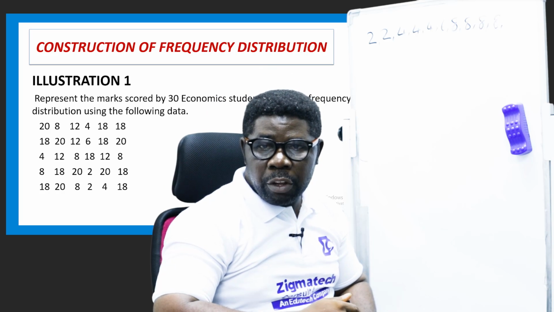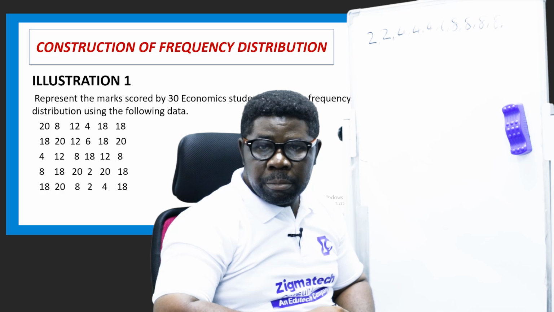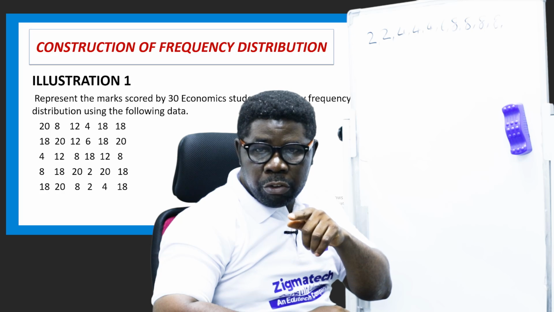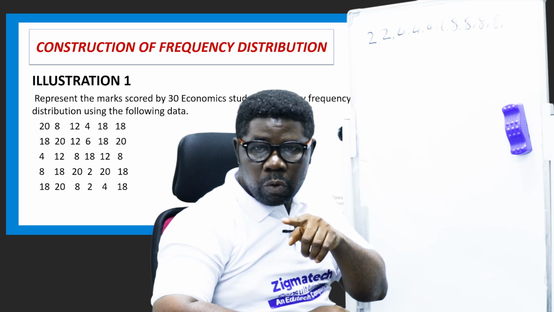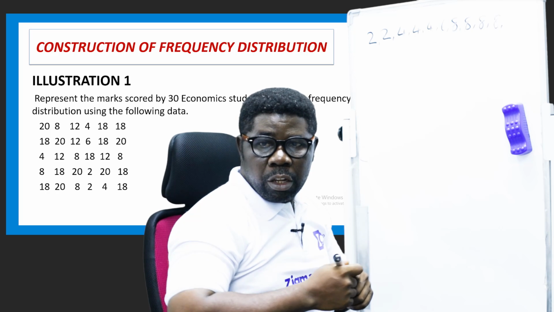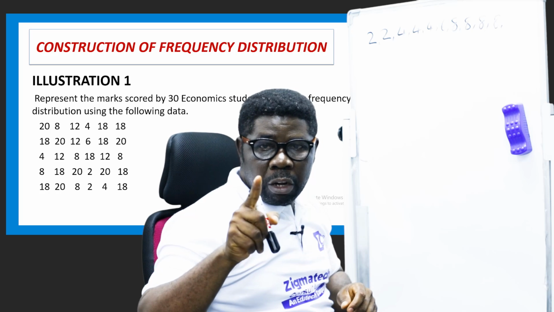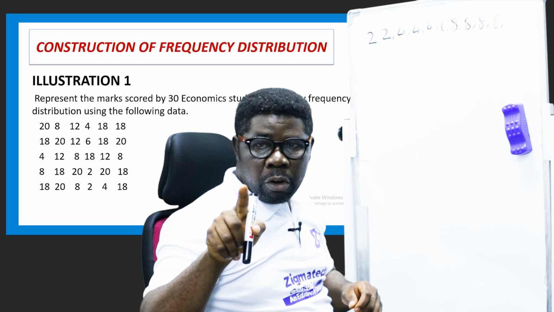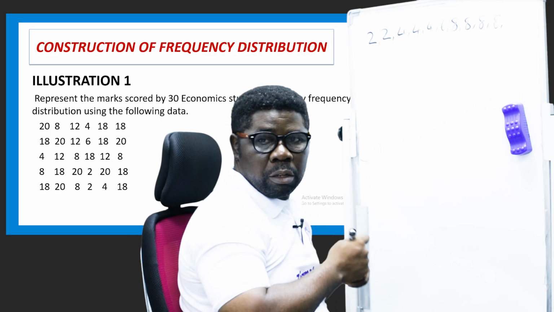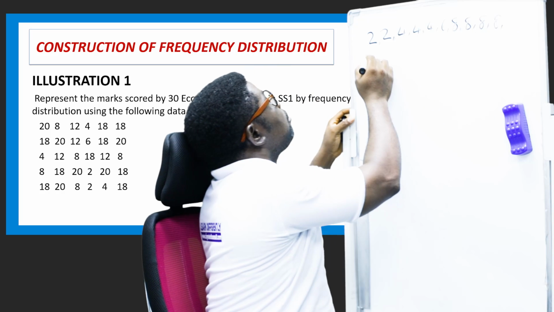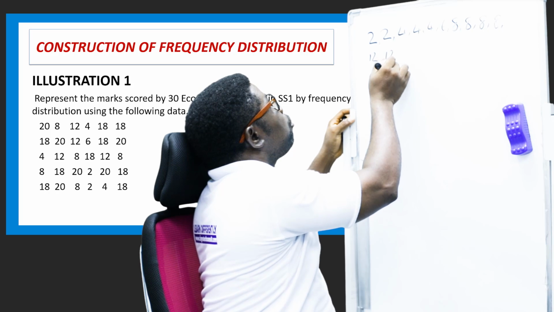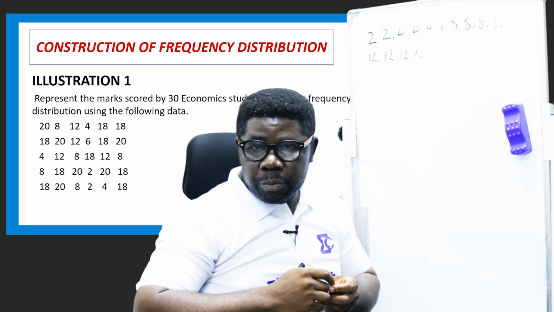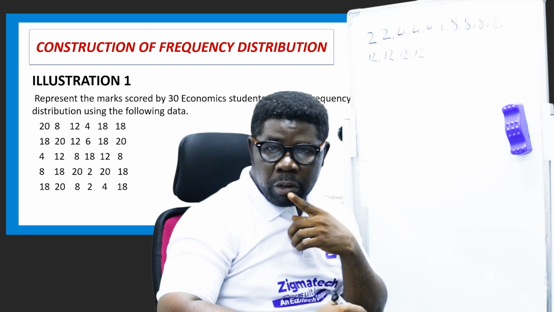Then the next one, according to the ascending order, is 12. How many 12s do we have? 1, 2, 3, 4. So we write 12 in 4 places: 12, 12, 12, 12.